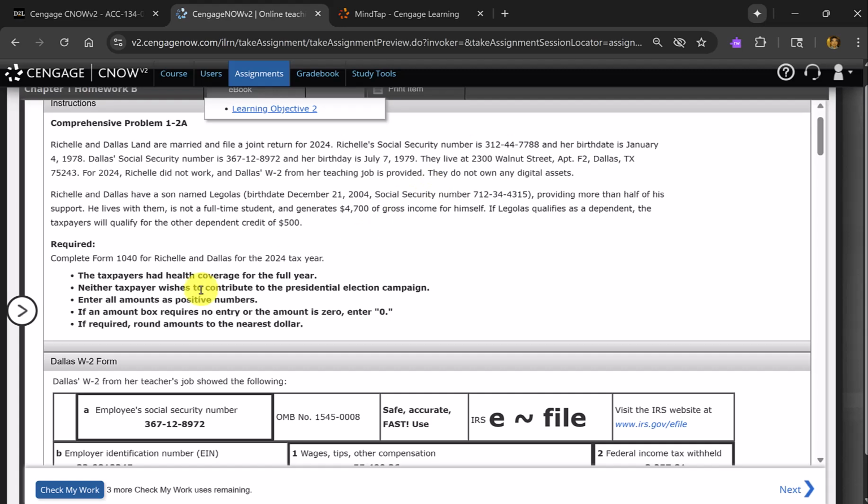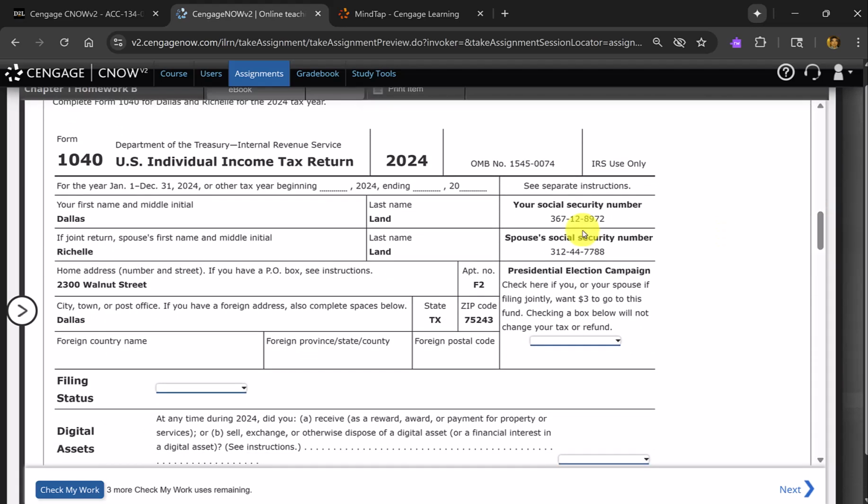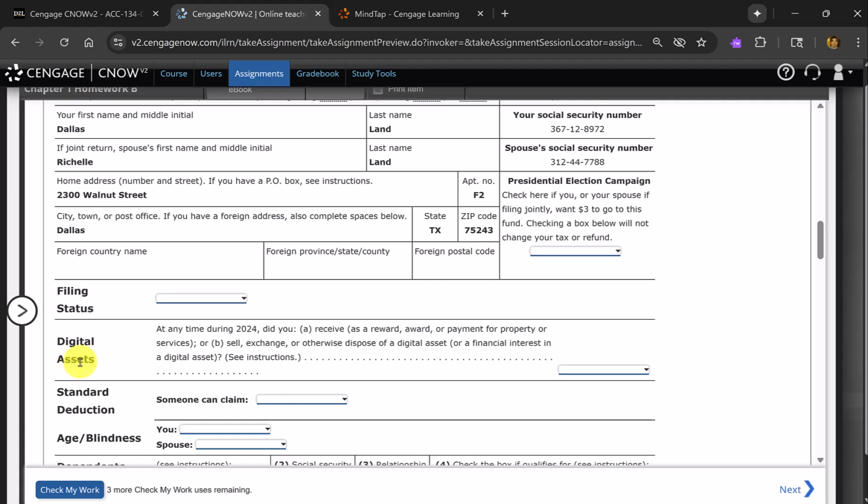That kind of fact probably should be listed in these bullet points, but let me point it out here on the tax return 1040 form. You can see the name and social security numbers and the address are already filled in for us. What they're telling you about that digital asset is this question here, whether they received anything or sold anything during the year for digital assets like Bitcoin, cryptocurrency. So in a real return, there would be a checkbox here for yes or no. But here we have a drop-down list. We're going to just pick no.